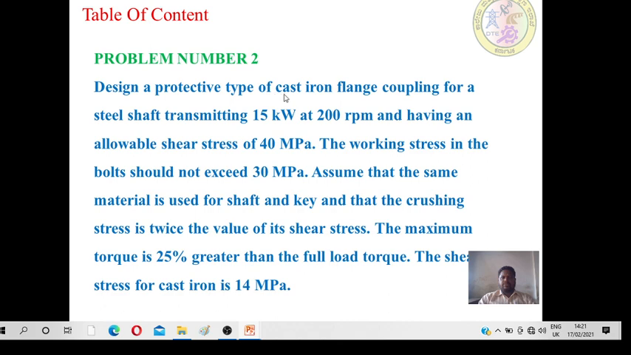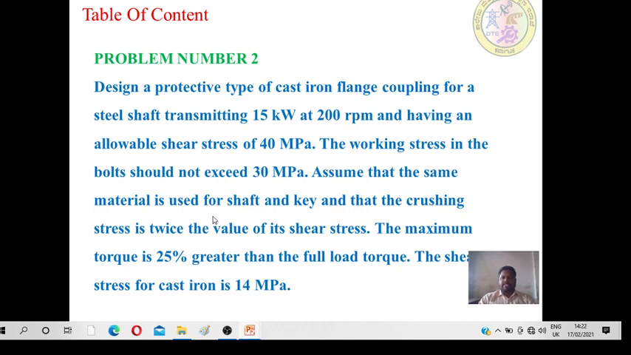Design a protective type cast iron flange coupling for a steel shaft transmitting 15 kilowatt. That means the power P equals 15 kilowatt at 200 RPM. That means N, the speed, is given as 200 RPM, and having an allowable shear stress of 40 MPa. That is tau equal to 40 MPa. The working stresses in the bolt should not exceed 30 MPa.